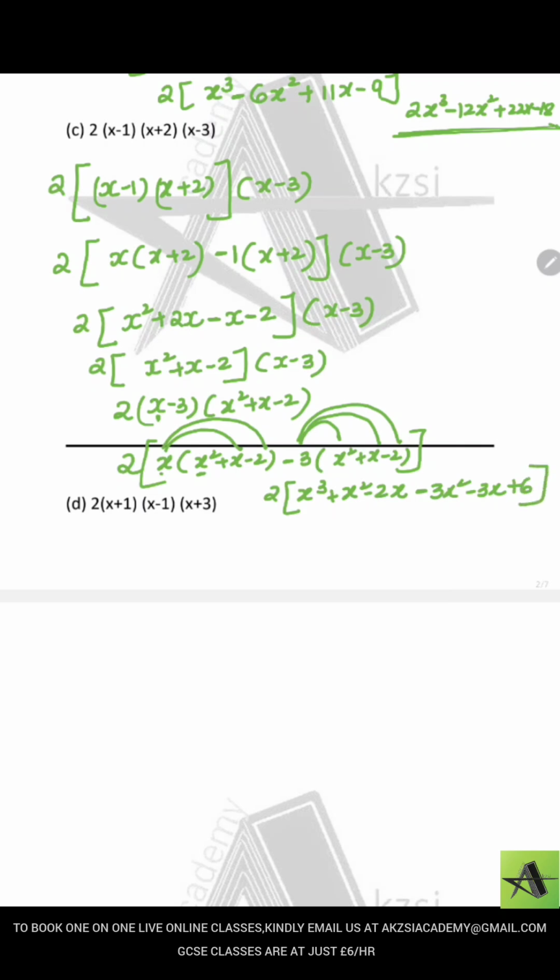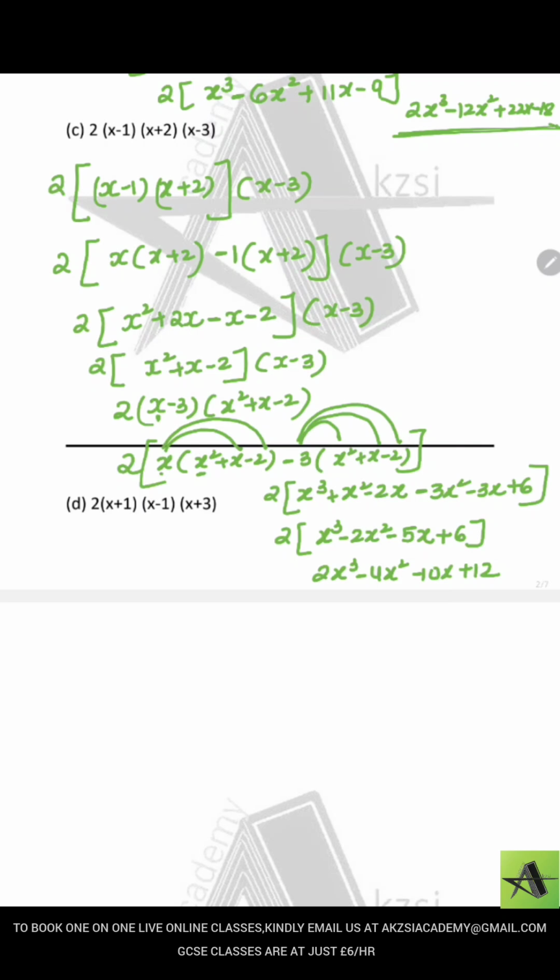And now I need to simplify what's there inside the big bracket. So 2 times x cubed. X squared minus 3x squared is minus 2x squared. Minus 2x and minus 3x is minus 5x. And just plus 6 as simple. And finally, multiplying every term with 2, my final answer is 2x cubed minus 4x squared minus 10x plus 12.